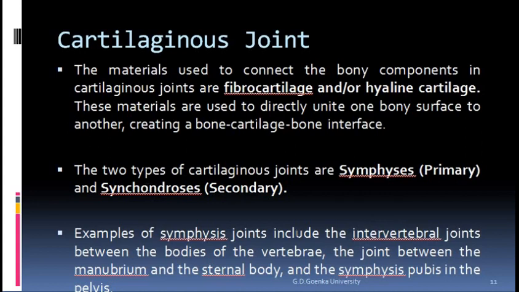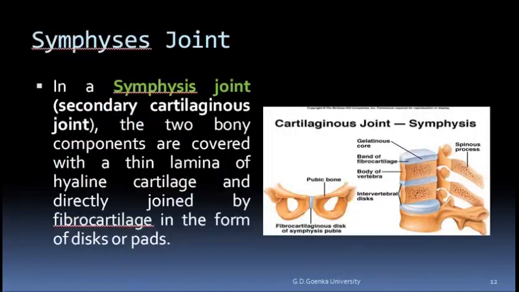Examples of symphysis joints include the intervertebral joints between the bodies of the vertebrae, the joint between the manubrium and the sternal body, and the pubic symphysis. Here you can see the pubic symphysis joint and the joint between the two bodies of the vertebrae.